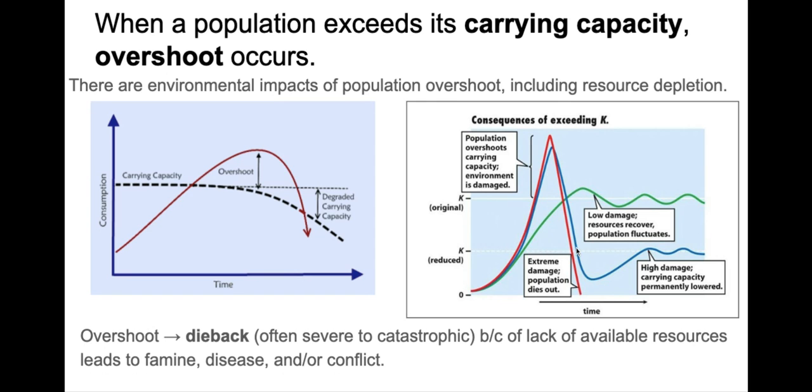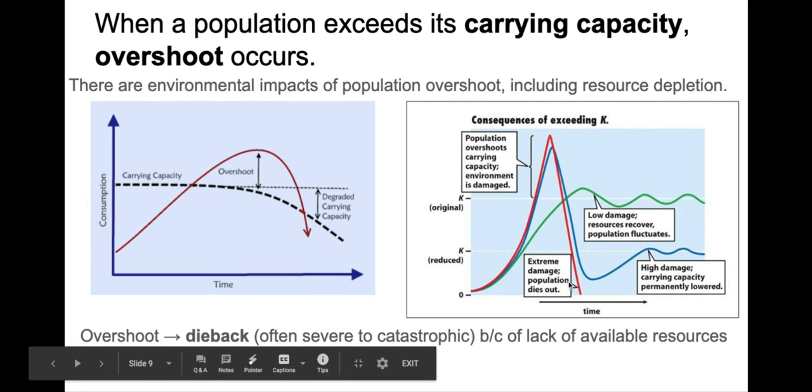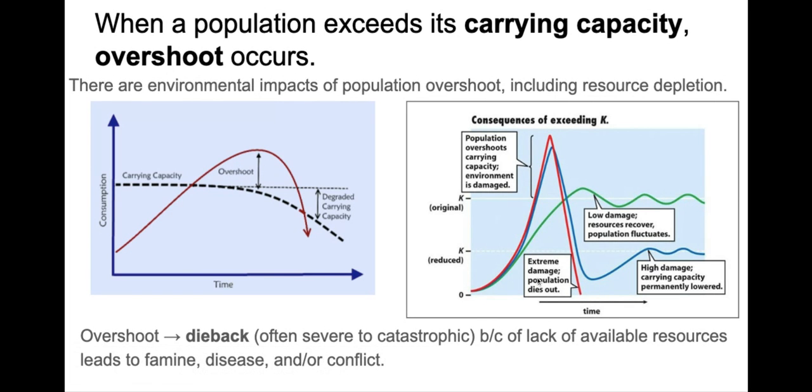There can be some damage to the population. So if there is high damage, the carrying capacity will stay lower for the rest of the lifetime, if we would say that, for that population. Sometimes that overshoot doesn't affect or somehow lets the resource be recovered, so that low damage would allow the population to continue having its original carrying capacity. But if the damage is extreme, then the population will die out, will disappear.